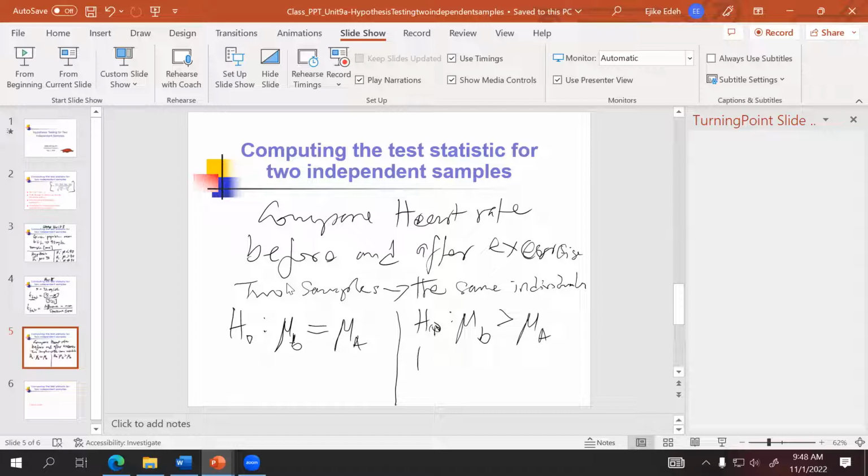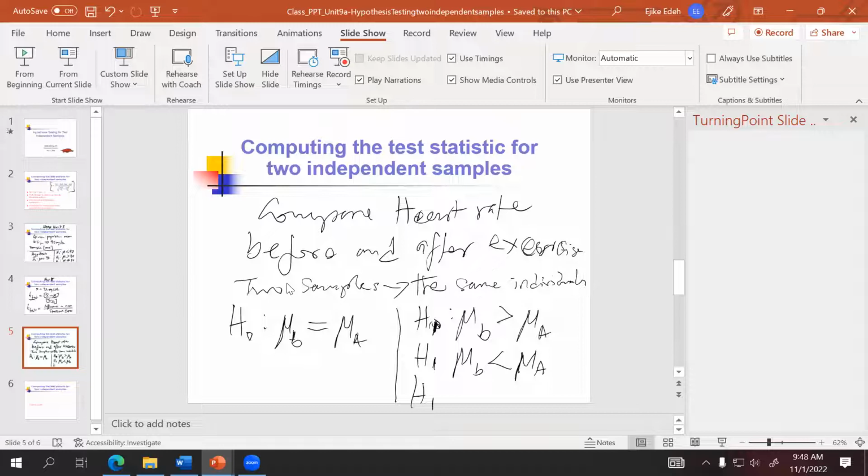Sorry, this should be H1, right? Another claim could be that the heart rate before the exercise is less than the heart rate after the exercise, the average heart rate among the persons. And a third claim could be that the heart rate is not equal to. So the person making this third claim is not taking a position as to greater than or less than, right?